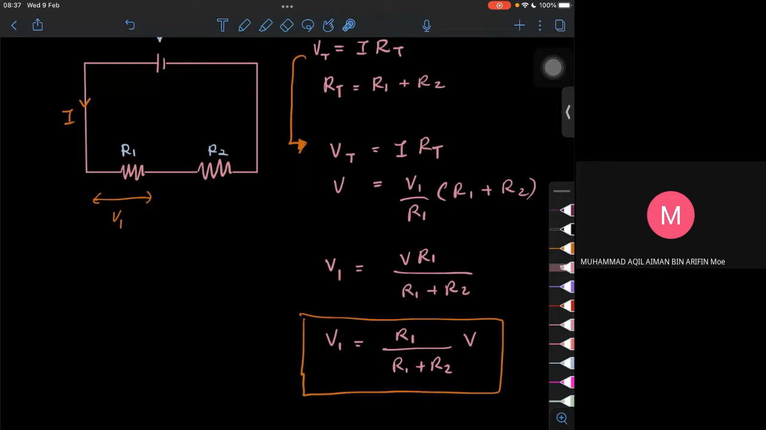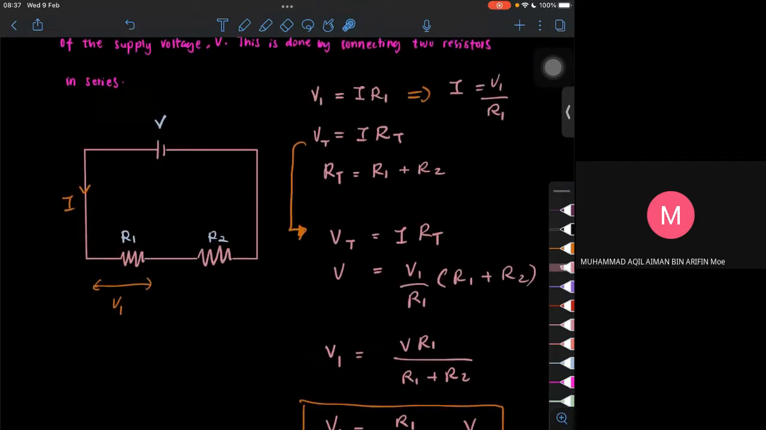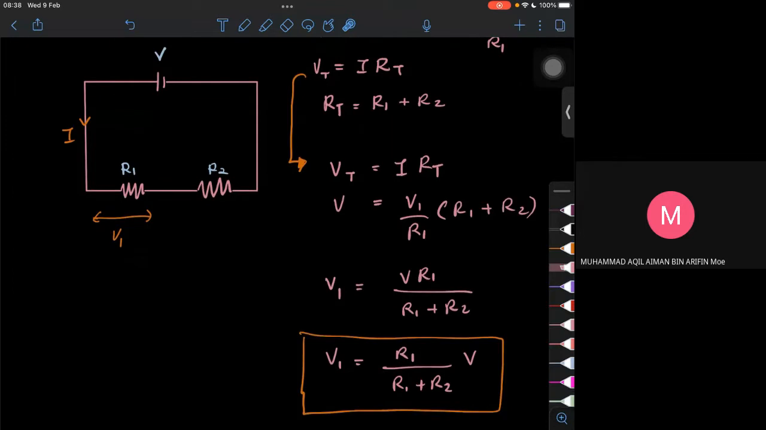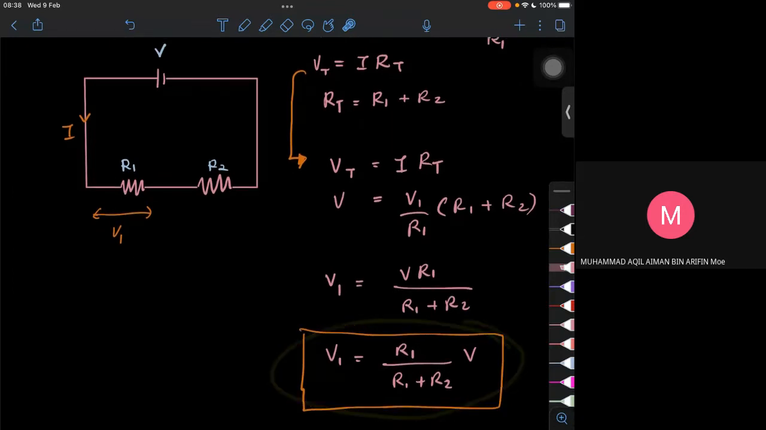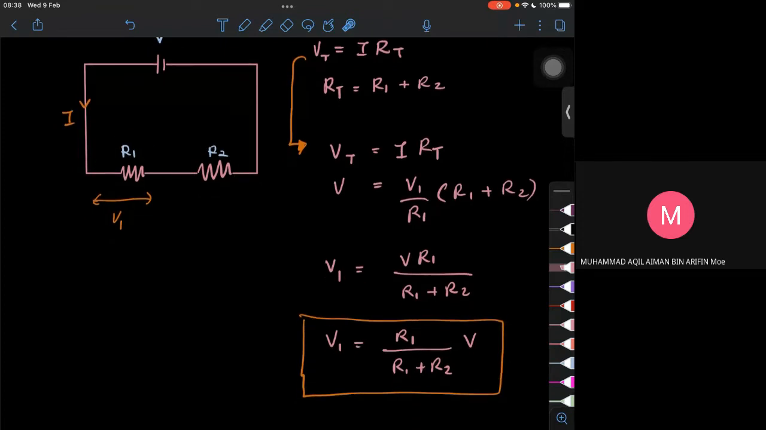So without finding the value for I, because as I said before, if we use Ohm's law, we need to find what is the value for I first in order to find V1. So in order to find I, we need to find this one first. Okay, now for the potential divider, we don't need to find I anymore. We directly put in that value here, because usually we will be given R1, R2 and the voltage from the battery. Okay, so this one is to find V1.